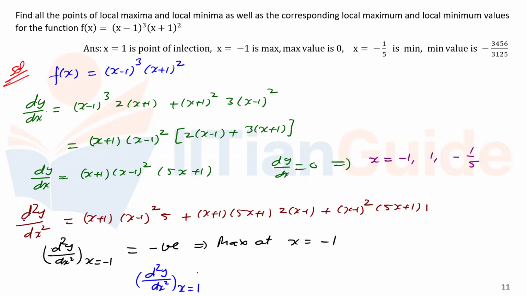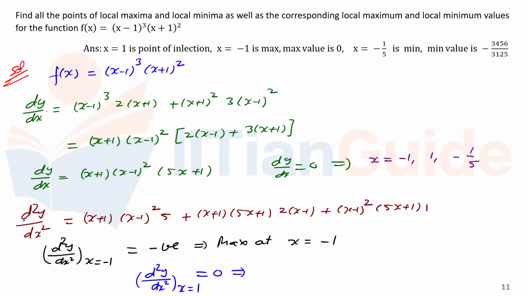So that means it may be a point of inflection, but we cannot commit. To decide whether it is a point of inflection or maxima or minima, we'll have to differentiate it once again, third derivative, after that fourth derivative. So I'm stopping here. I'm not continuing, it's going to be very lengthy. But chances are there, 99% chances that it will become a point of inflection. But we cannot commit, it's not 100% guaranteed.